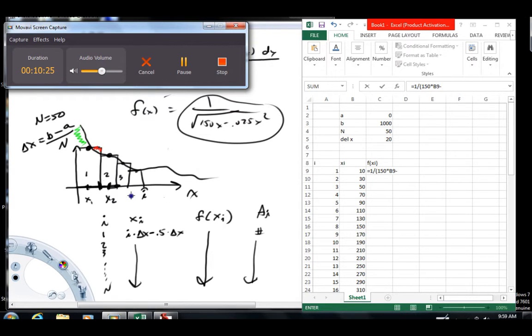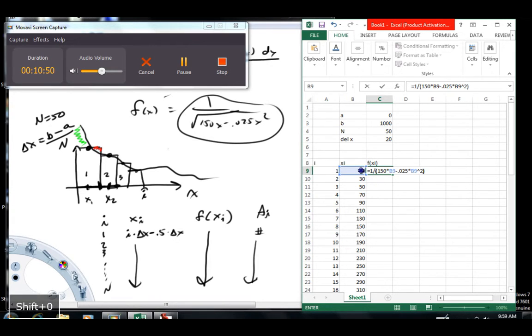Let's see. We were calculating the area. I was in the middle of putting this function in here. All right, so 150x minus 0.025x squared. Then I need a times x. I'm going to go ahead and click here. X needs to be squared. I'm going to close the parentheses, and then square root outside the parenthesis. That should give us the radical part here.